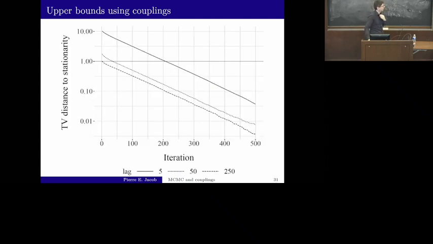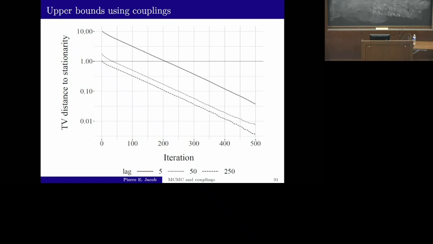So here's the type of plot that you can get, in a toy example, but I'll show you more of those today. You generate all of your meeting times, maybe 1,000, for different lags. Here I show you the bounds for different lags, and I'm computing, using an empirical average, the previous bounds for different t's, different iterations. And here it's in TV, so you see the TV is always between 0 and 1.